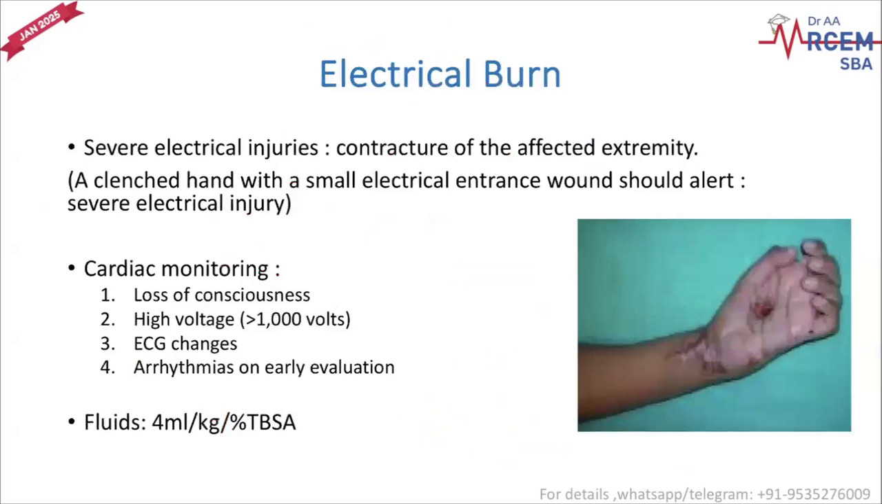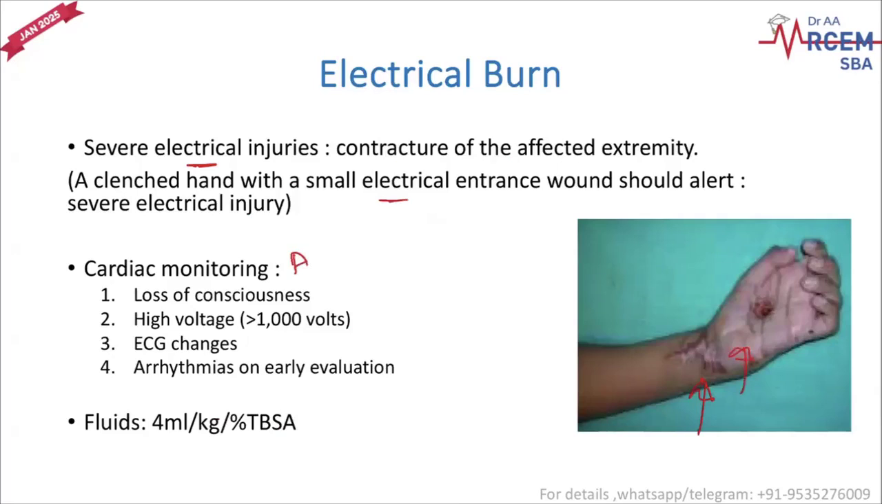Electrical burns, we are touching on superficially here. Severe electrical burns can have contractures of the affected extremity. You may not see any obvious external wounds, but muscle contraction might be present. You need to suspect there is a significant amount of internal burns this patient has suffered. Sometimes there will be an entry and exit wound. Always look for entry and exit wounds if it's an electrical burn.